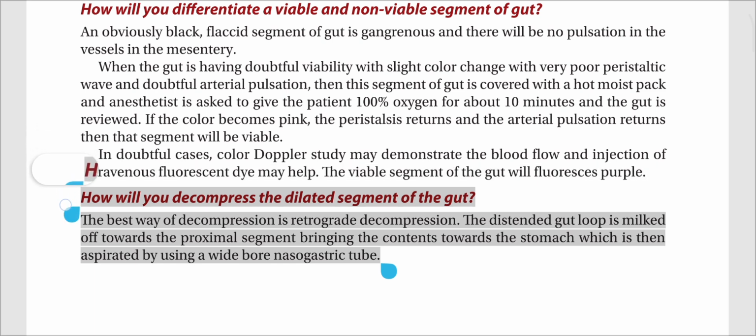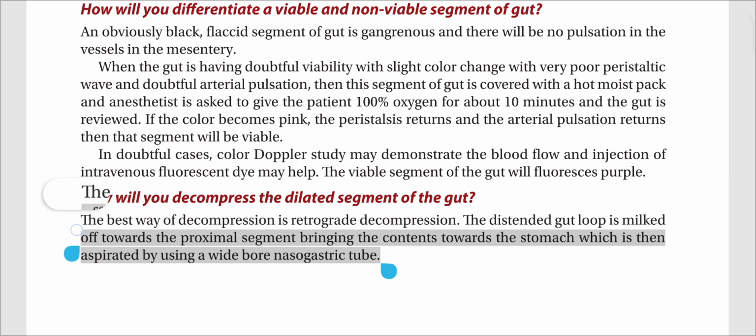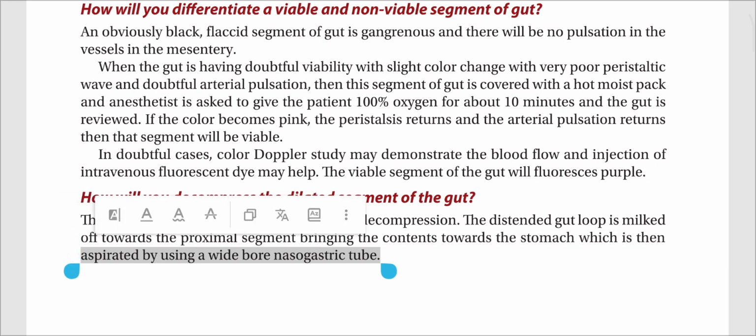How will you decompress the dilated segment of the gut? The best way of decompression is retrograde decompression. The distended gut loop is milked off towards the proximal segment, bringing the contents towards the stomach, which is then aspirated by using a wide bore nasogastric tube.